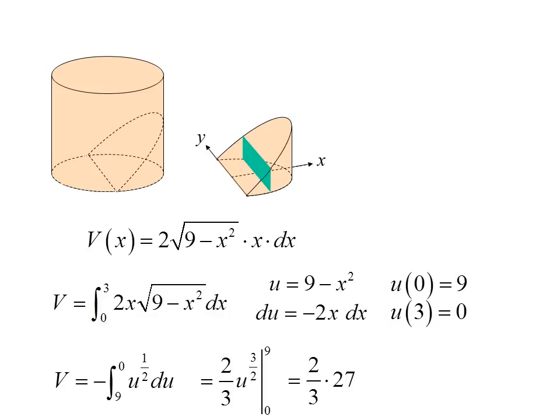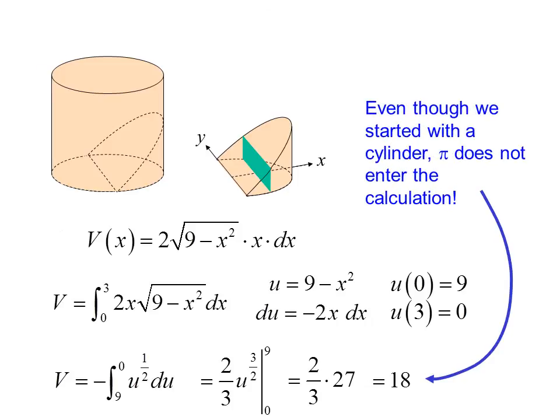Substituting in the 9, we get 2/3 times 27, or 18. Now what surprised me about this the first time I saw this problem was that even though we started with a cylinder, pi does not enter the calculation at all, and we get an integer for the answer.